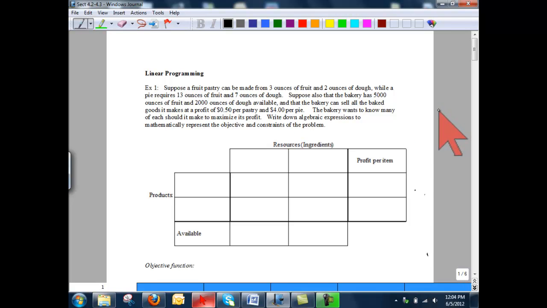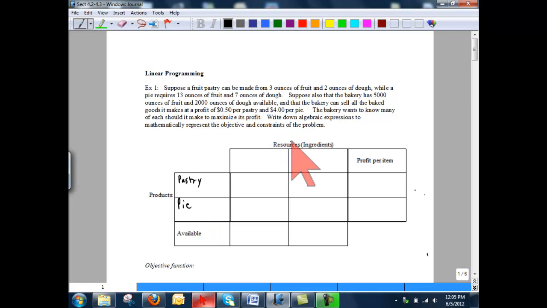In this first example, we're just going to set up the mathematical problem and not actually solve it. Later on, we'll discuss the solution technique. Let's start by filling out this chart. Along the rows here, I've listed products, and that is the output. That is what this particular company is producing. In this case, the problem said we can make pastries or we can make pies.